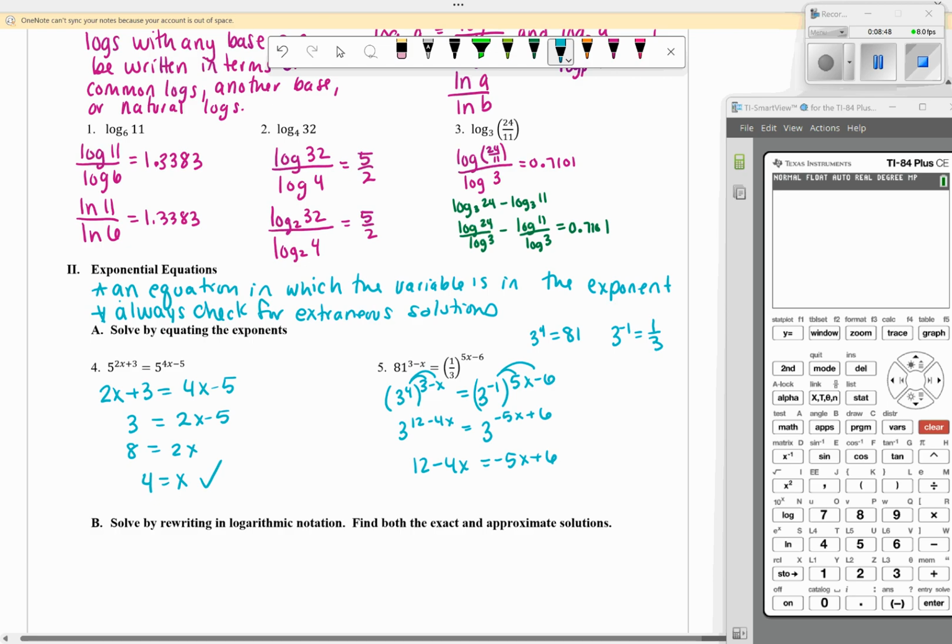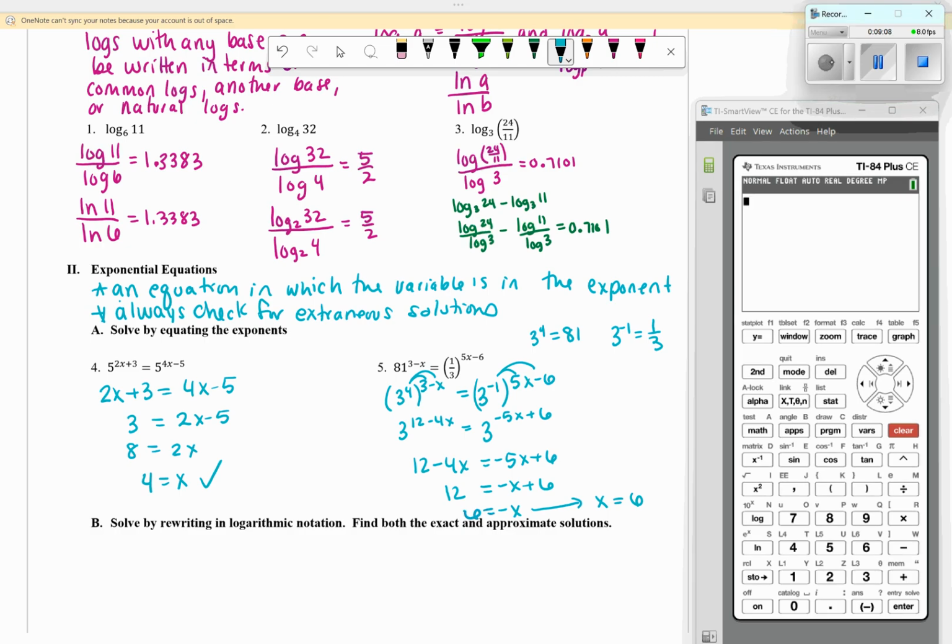And then we're going to go ahead and solve. So if I add the 4x, we get 12 is equal to negative x plus 6. Minus the 6, we get 6 is equal to negative x. So therefore, x would be equal to 6. So then again, for this, if we check, we have 81 to the power of 3 minus 6, and that should be equal to 1 divided by 3 to the power of 5 times 6 minus 6. Oh, that's not equal, is it? Where did we go wrong here?